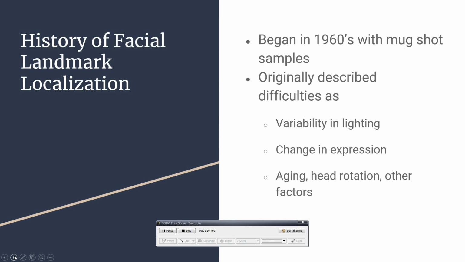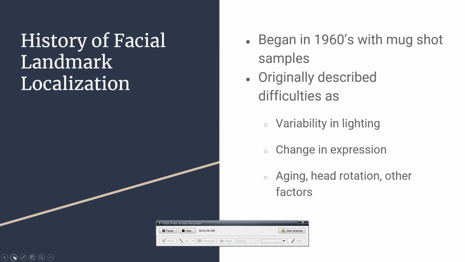The earliest instances of facial recognition technology actually began in the 1960s with Woody, Helen, and also Charles. They all worked together using a book of mugshots to identify matching facial features. In the conclusion of this project, Woody described several difficulties such as variability in head rotation, lighting intensity, facial expression, aging, and many other factors.